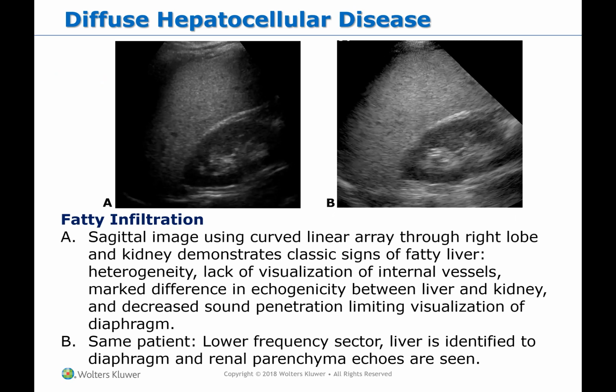Lack of visualization of internal vessels, so you're not seeing your veins and arteries as much in your bile ducts. Marked difference in echogenicity between the liver and kidney, and decreased sound penetration, limiting visualization of the diaphragm. It is so hard to scan through a fatty liver because of this. I can never really see the posterior portion of the liver as much as I should, no matter what I do. Sometimes with a lower frequency sector, you can actually see better if you turn down the frequency quite a bit.